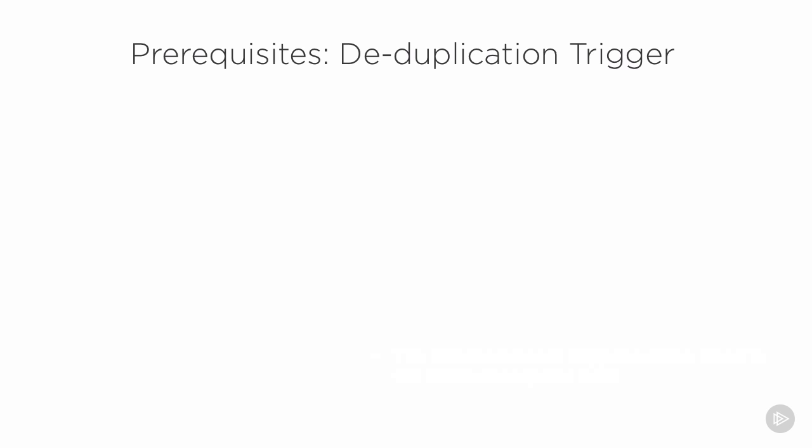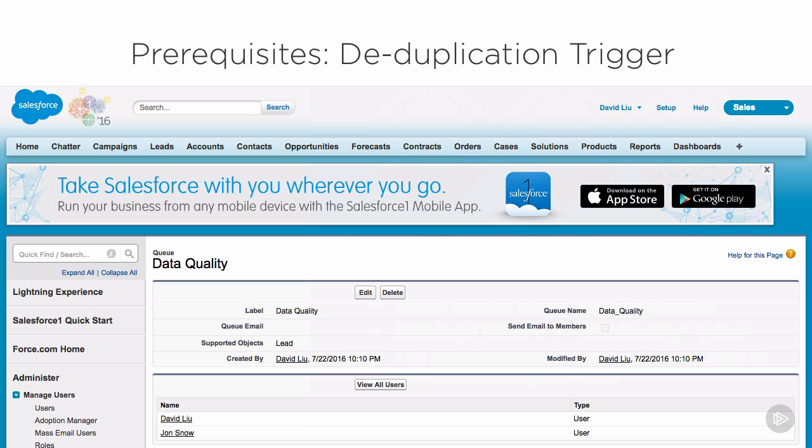So before we start writing code, let's make sure you have everything you need in your org set up. The only prerequisite is that you'll need a data quality queue in your org. This is the queue we'll be assigning our leads to if they're identified as dupes. The developer name of the queue is important, and I've highlighted it on the screen because it needs to be exactly that value. In case you don't know how to create a queue, let me show you how.